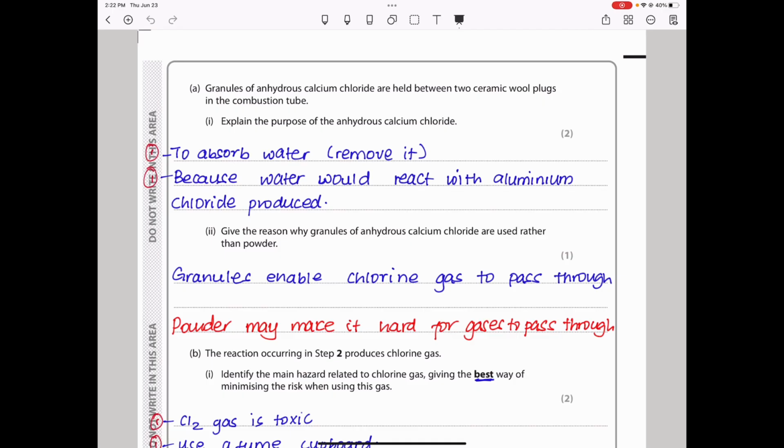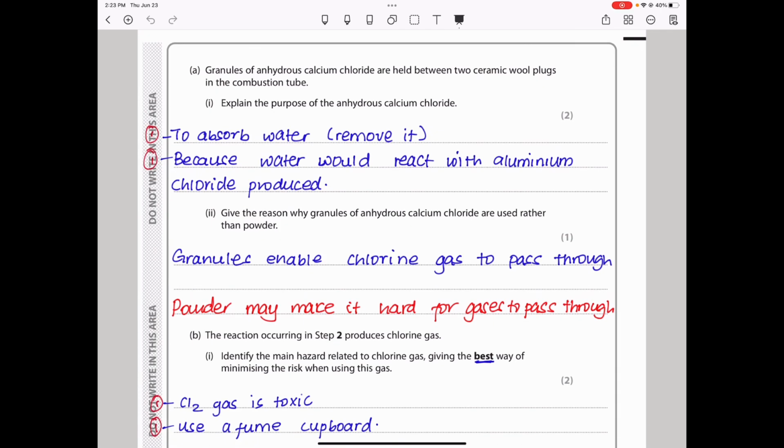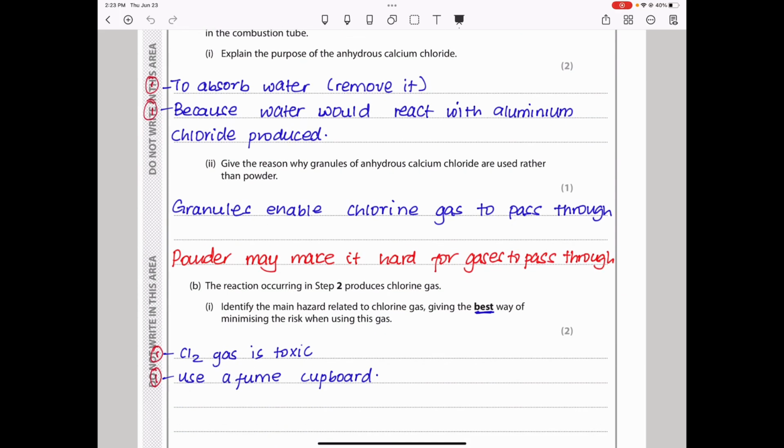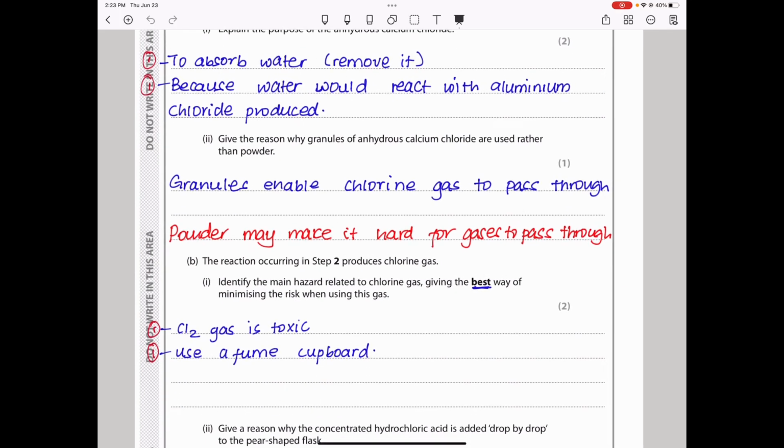The next question says, give the reason why granules of anhydrous calcium chloride are used rather than powder. So granules are going to allow for the gas to go through because there are spaces in between the granules, in comparison to the powder that is going to be packed tightly close. So this is basically to allow pathways for the gas to diffuse through faster in order to reach where the reaction is going to take place basically.